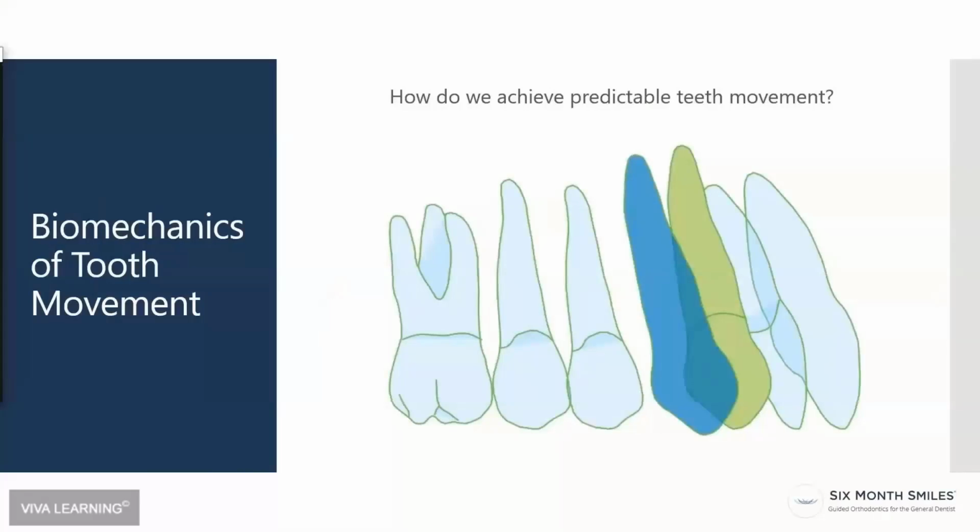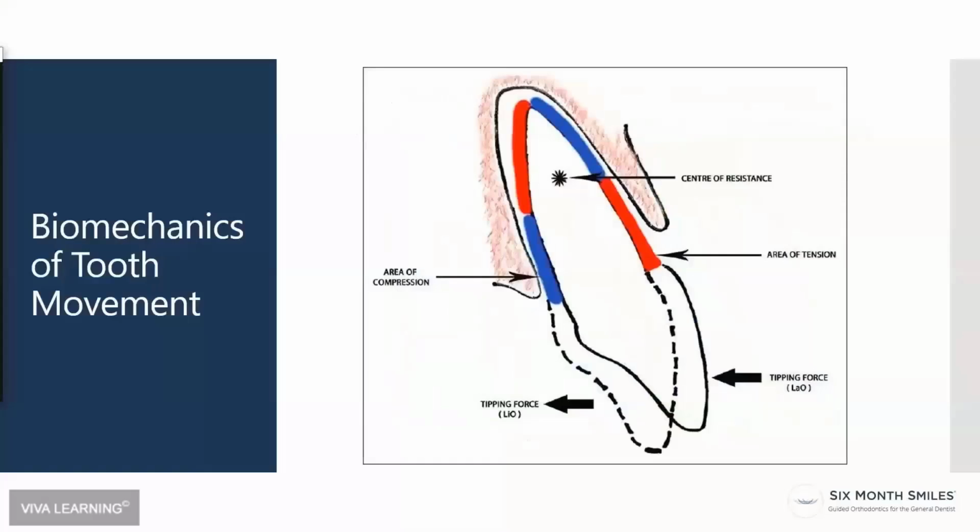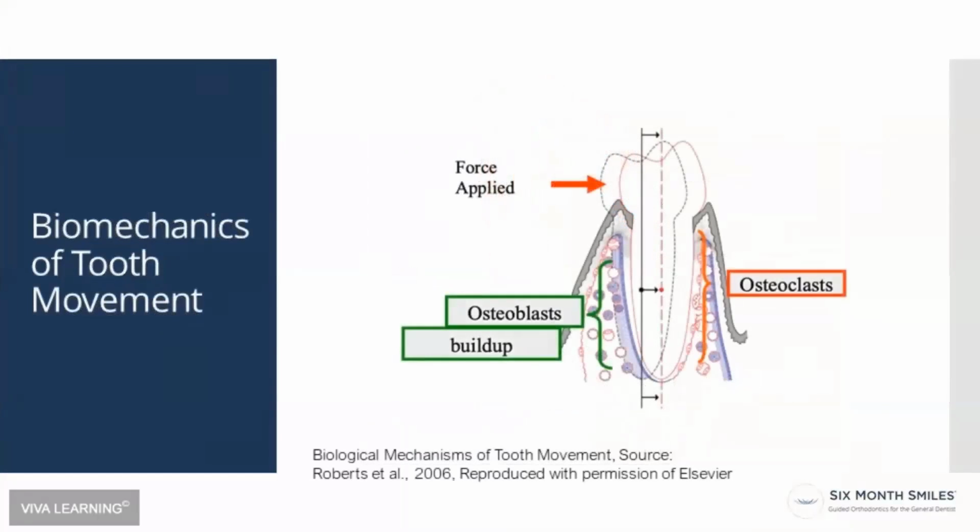It's important to understand, first of all, the biomechanics of the tooth movement and how we will be predictably moving teeth. And mainly, we will do this by controlling the forces that move them. Of course, it's very simple to say that, but it's important to understand how we control these forces. And for that, we need to understand that we're working with a tooth organ that has areas of compression and areas of tension when a tipping force or any type of force is applied, and these will be around a center of resistance or a center of rotation, which is located somewhere around the root of the tooth.